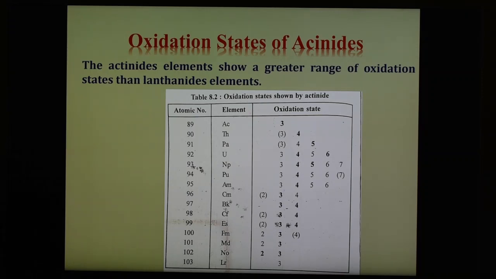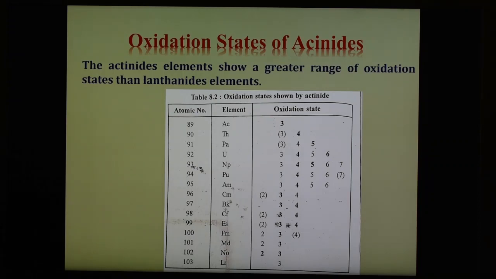In case of some elements, +5 oxidation state is shown by all the elements from protactinium to americium. However, +5 oxidation state is more stable for protactinium and neptunium. +6 oxidation state is shown by lower actinides, that is uranium, neptunium, plutonium, americium, in the form of their fluoride.